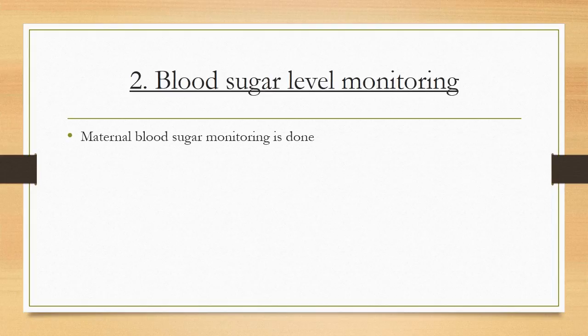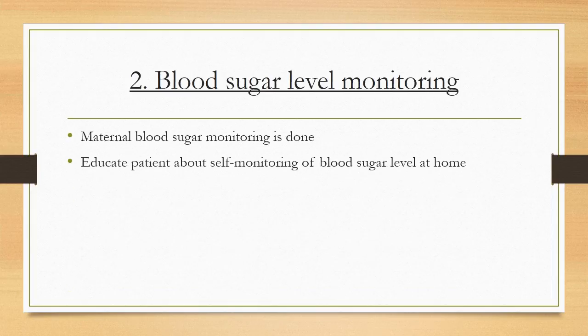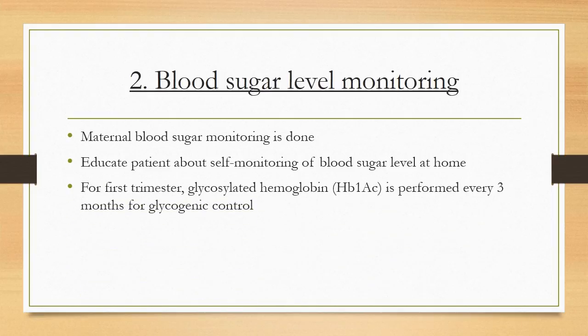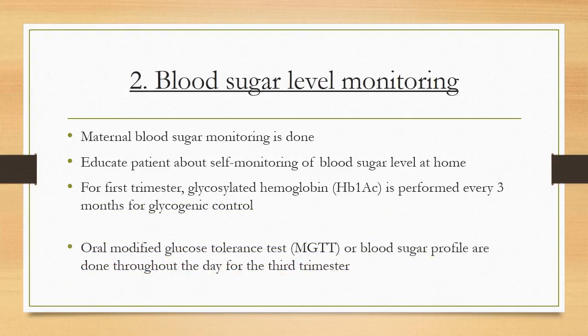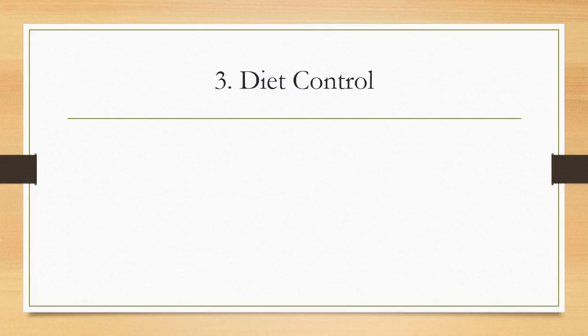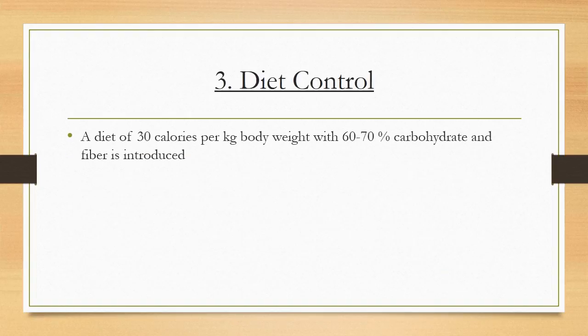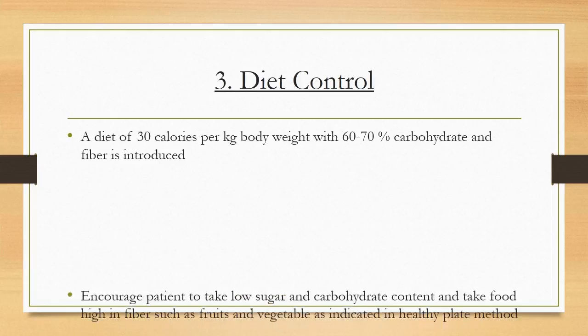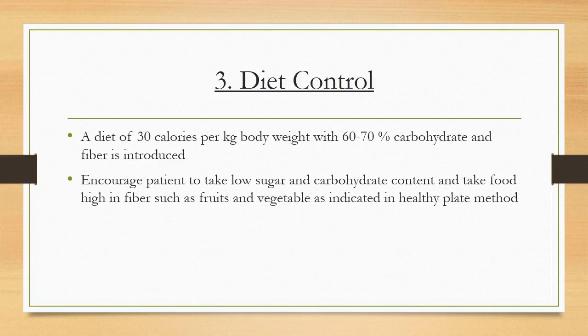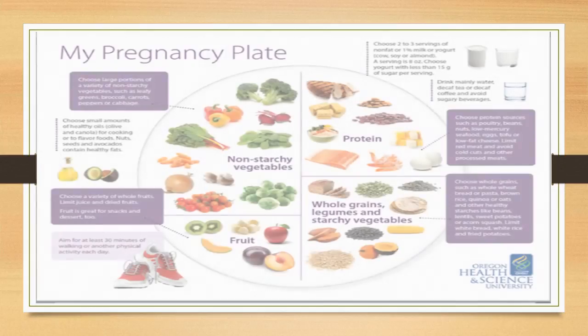Next, the nursing management of GDM is blood sugar monitoring. Maternal blood sugar monitoring is performed regularly. We need to educate patient about self-monitoring of blood sugar level at home to control blood sugar level. For example, for first trimester, glycosylated hemoglobin, HbA1c, is performed every 3 months for glycemic control and oral glucose tolerance test, OGTT, or blood sugar profile are done throughout the day for the third trimester.